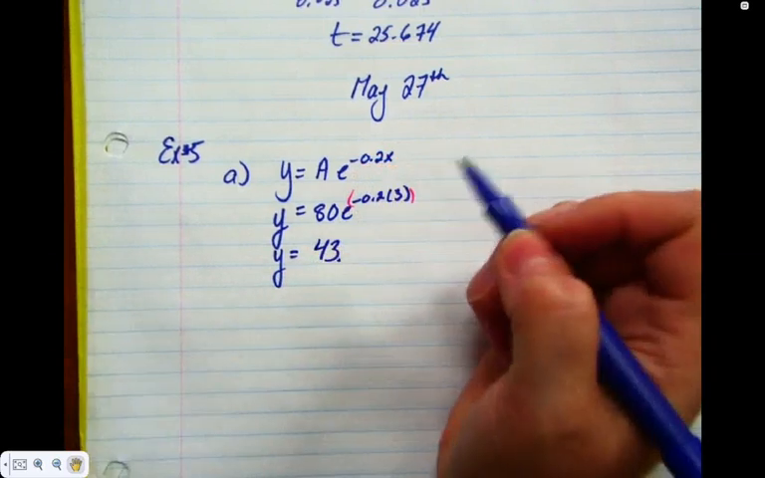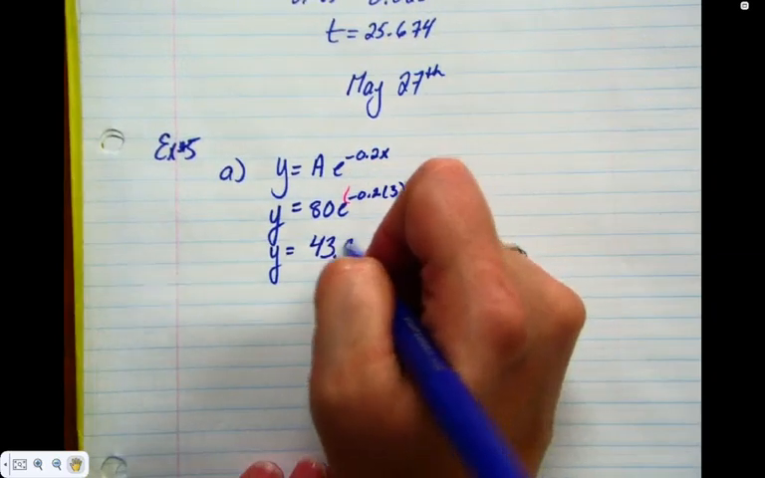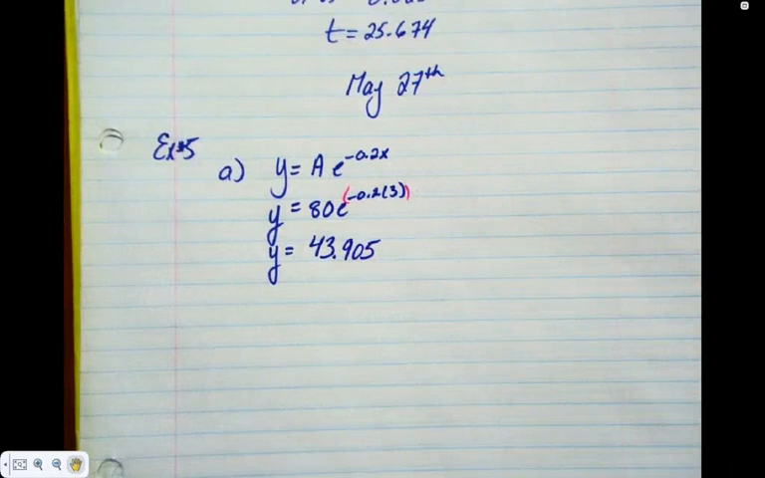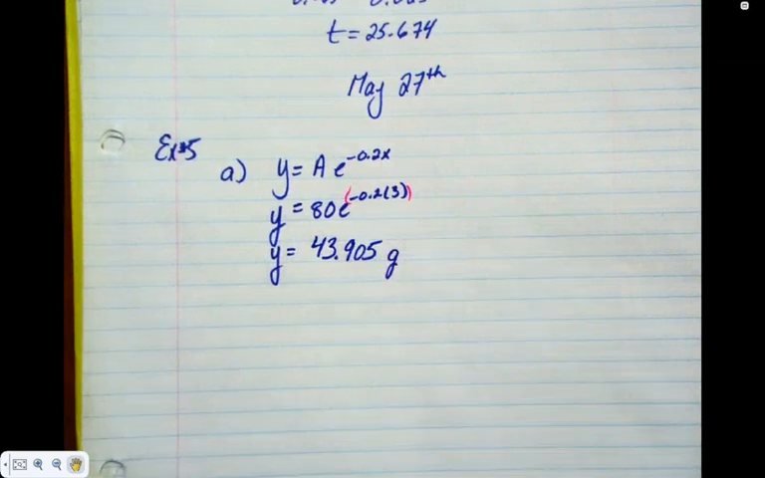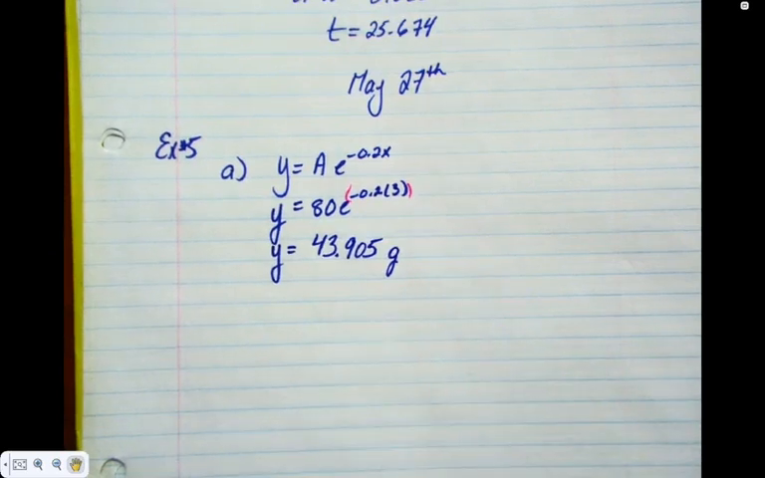If we go to 3 decimal places, 905. Some units? I heard somebody say grams. Confirm. Yeah, G. Turn and talk. Tell your partner why we didn't use any logs in this question.